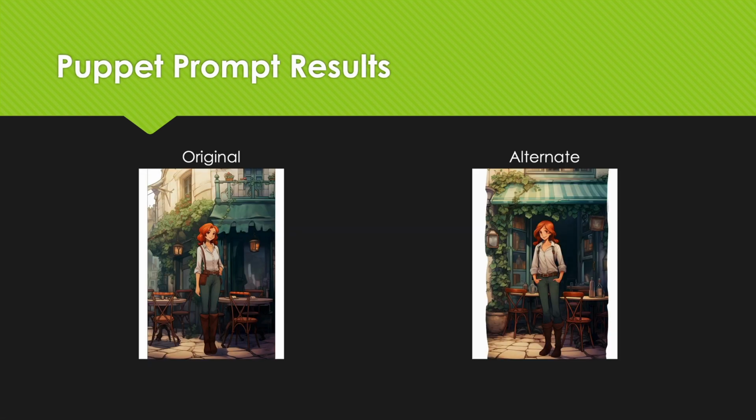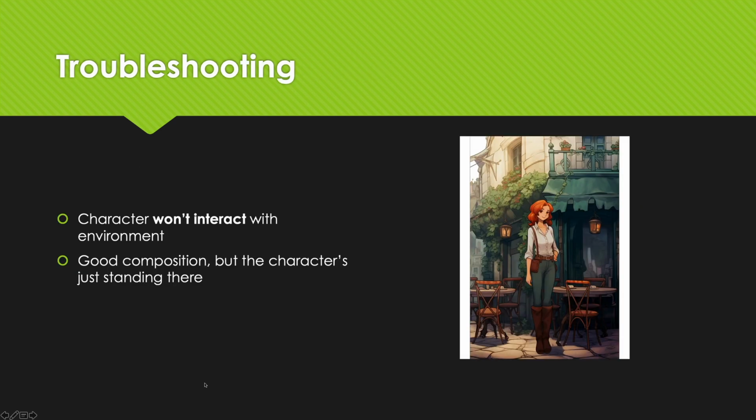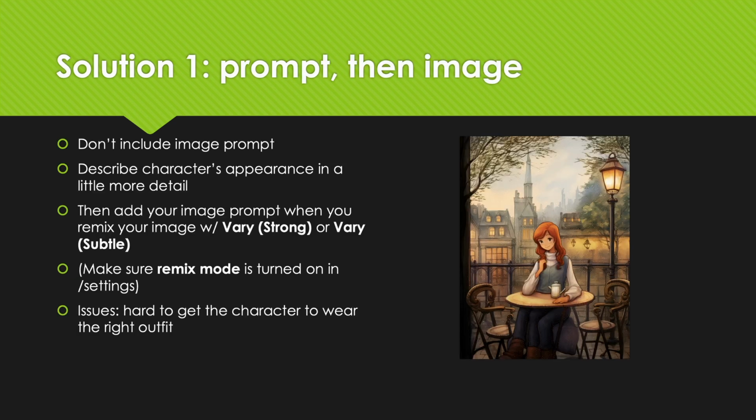So when we first try this, and we've just got an image of Lisa Jones standing there, we don't get her sitting down, we don't get her drinking coffee, she's just standing there. Now it is a nice image, and it basically shows her as we did the description, but it's not what we want. So sometimes the character won't interact with the environment, and they're just standing there.